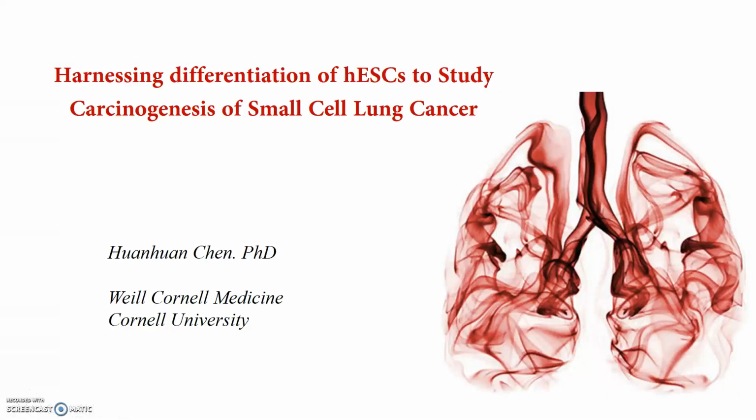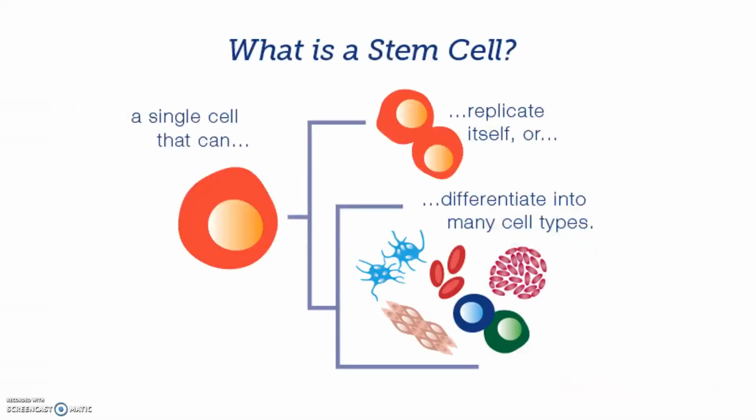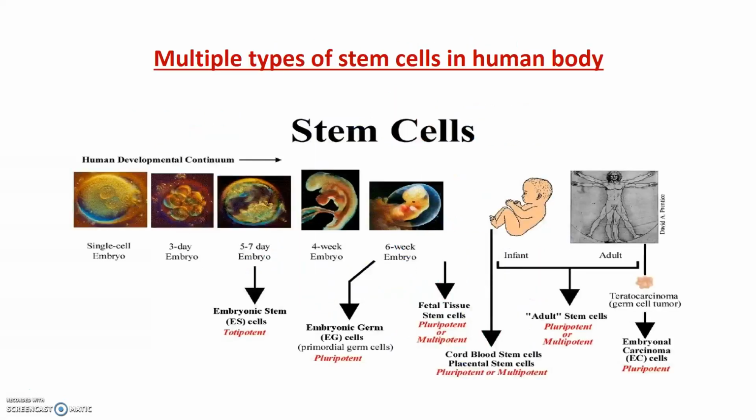Firstly, I will briefly introduce stem cells, my favorite cell type. What is stem cell? Stem cells are the cells that do not have specific functions, but they can replicate themselves, called self-renewal, and have the potential to become all other kinds of cells in the human body. There are multiple types of stem cells in the human body with different features. Among them, the embryonic stem cell holds the totipotency or pluripotency, which means the capacity to become all kinds of other cells in the human body.